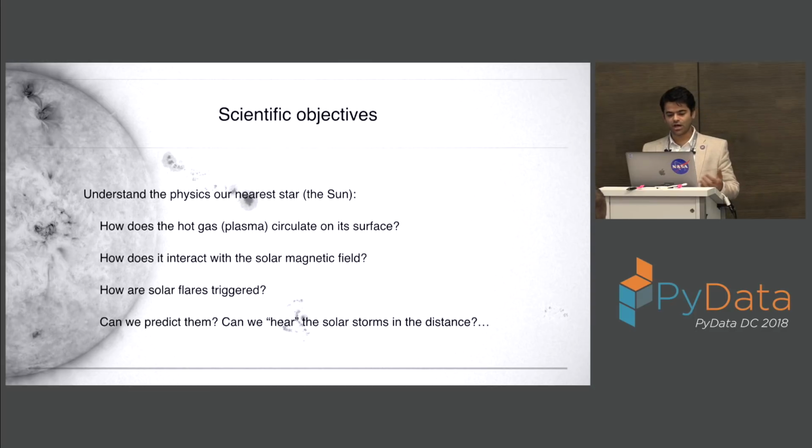And we try to understand how the hot gas, called the plasma, circulates on its surface. We want to know how it interacts with the solar magnetic field. And finally, how are solar flares and eruptions triggered? Can we predict them? Or more generally, can we hear them in a distance?